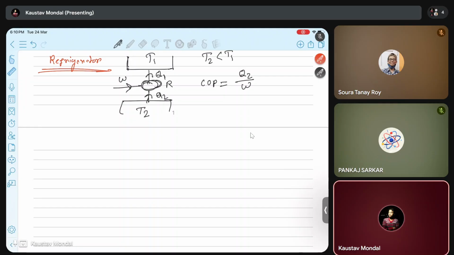In this case also, there is a maximum COP this refrigerator can attain. You can write it as Q2 by Q1 minus Q2. So the maximum COP that the refrigerator can attain is also T2 by T1 minus T2.